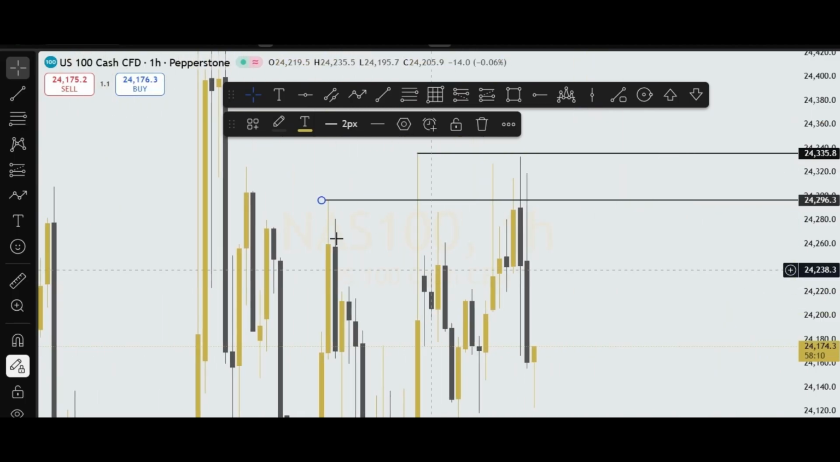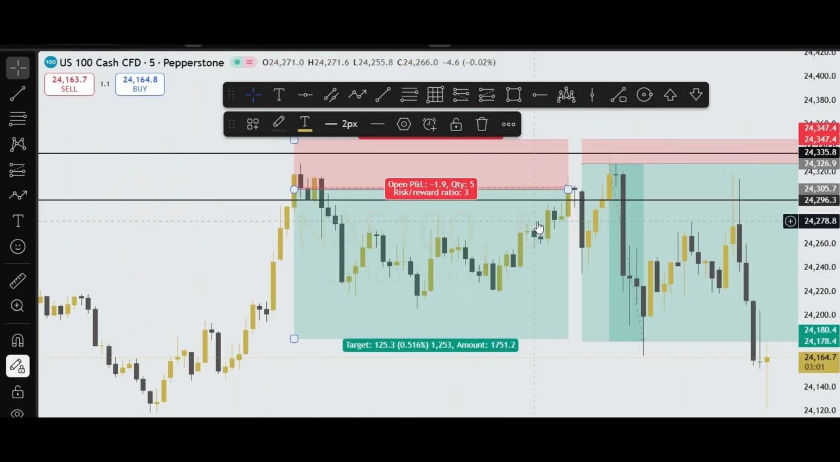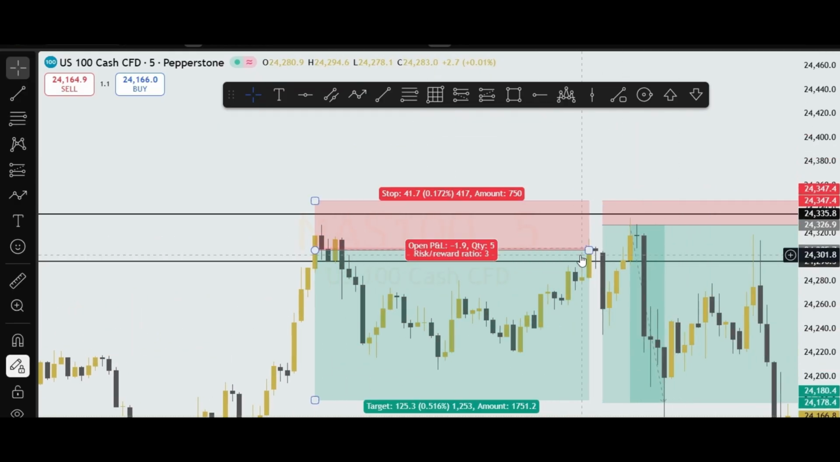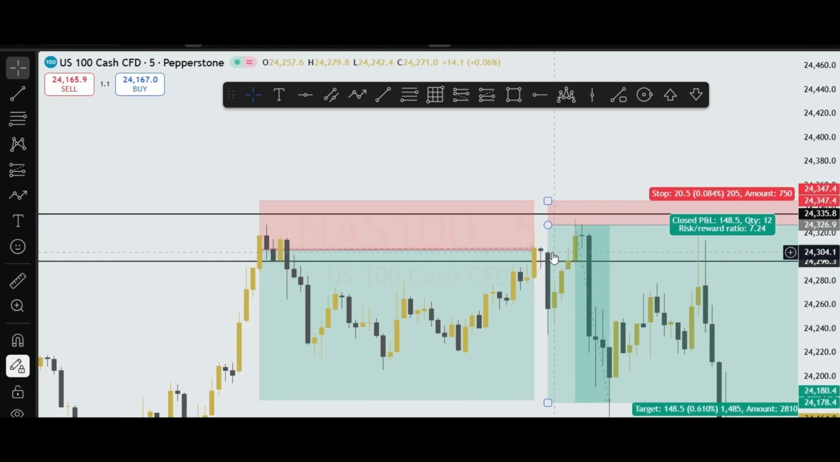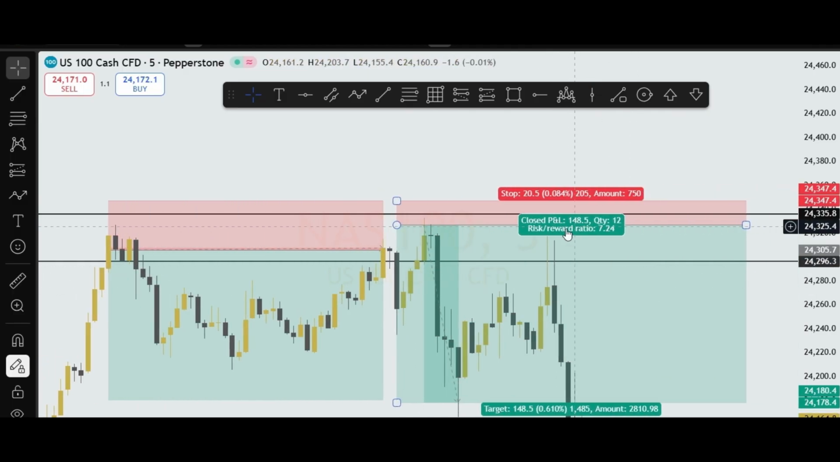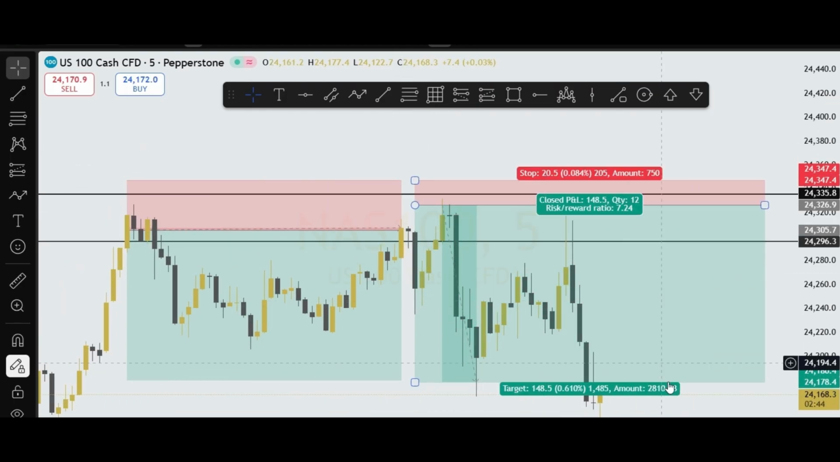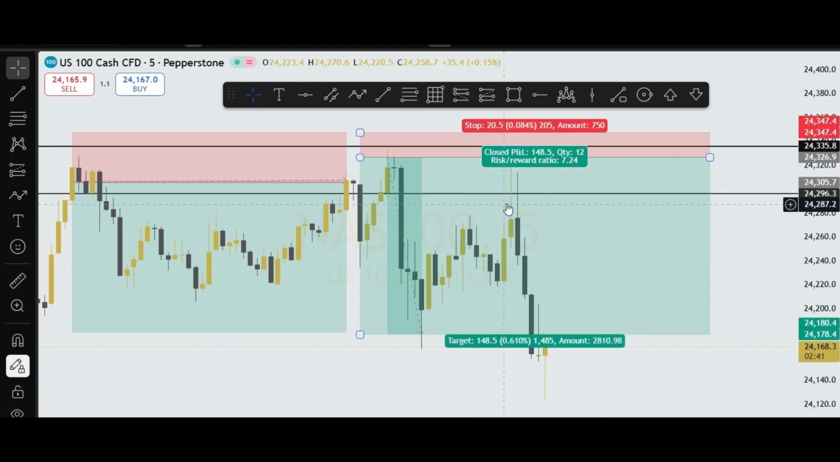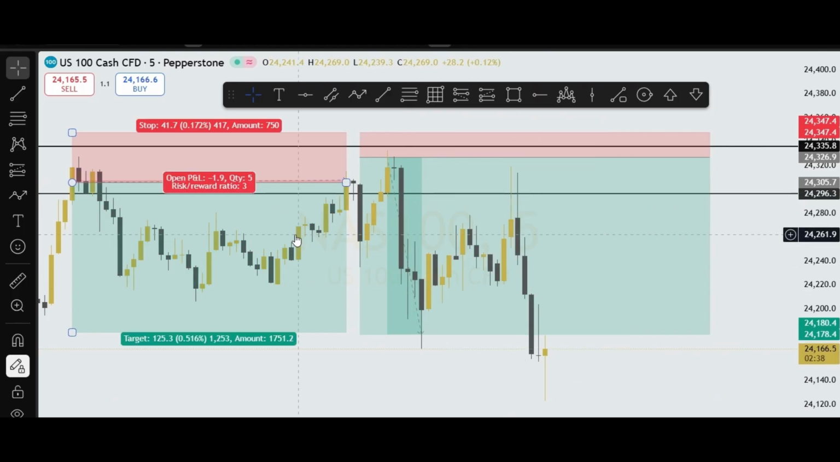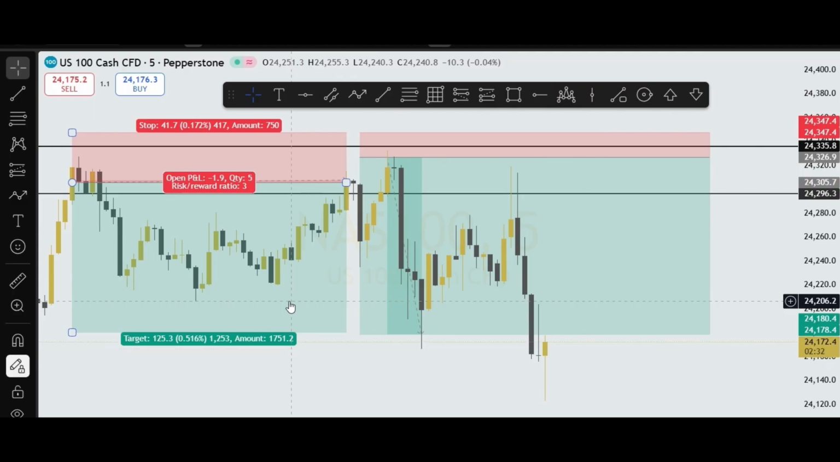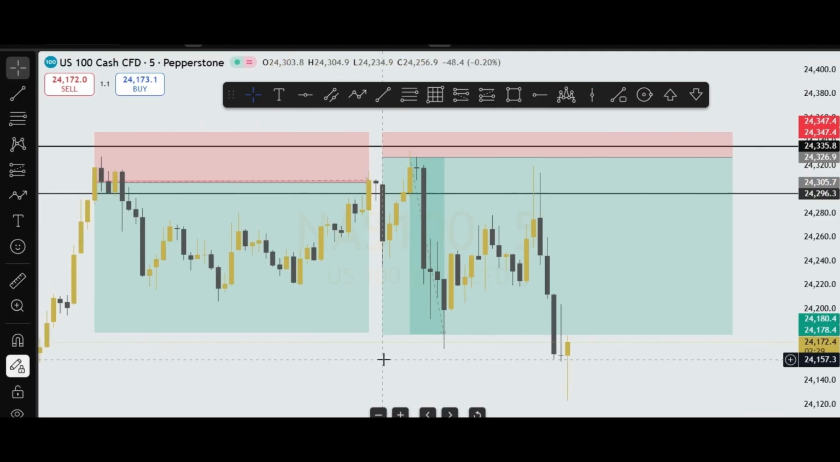The first one didn't go to take profit, so it went back to break even, because immediately when we got into profit, we took it to break even and then entered on the second entry. So basically that's everything for today. We didn't have much analysis going on, or I didn't record the analysis process, but this is what I have.